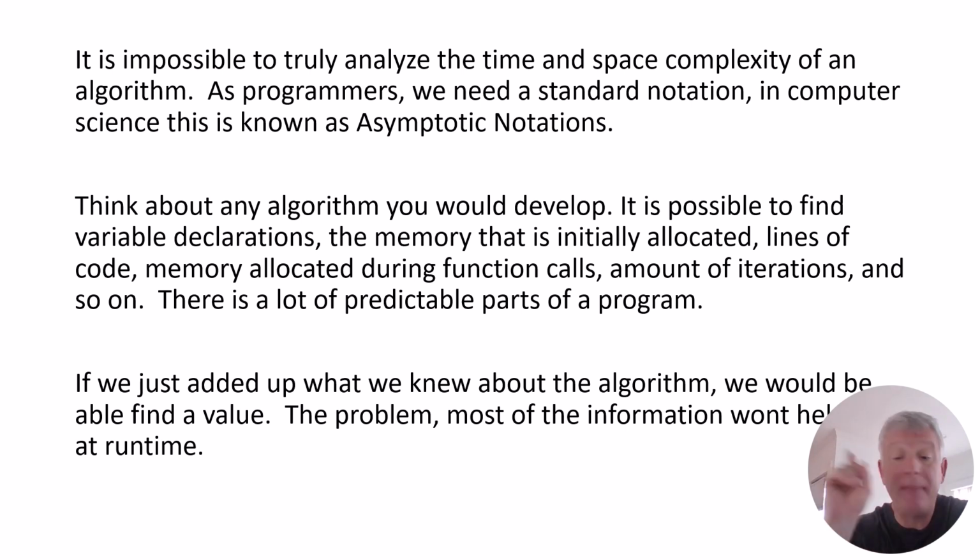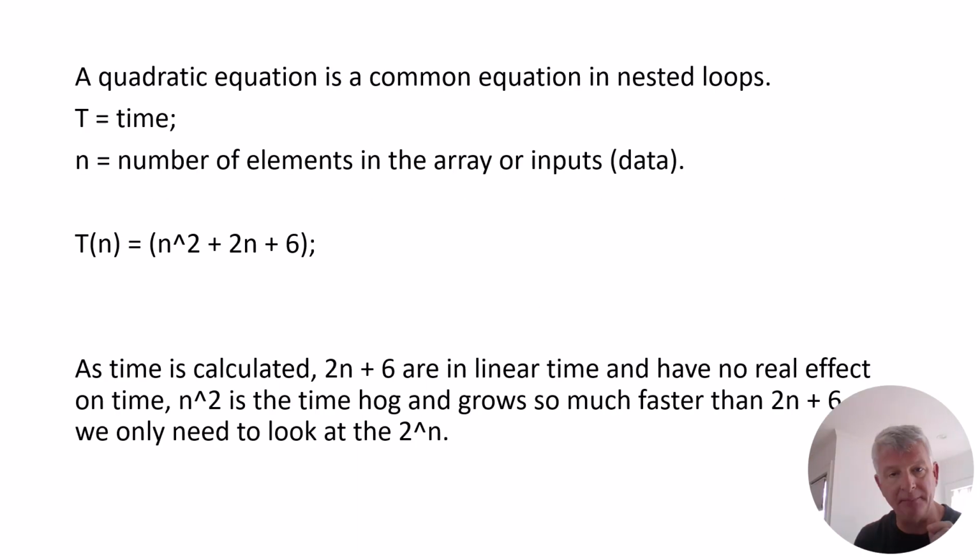Okay, that's fine, right? If I read a ton of code, I can tell you how much memory you've allocated, what your resources are going to be, all these things. And that's fine as far as it's written. It does not help me at runtime. I need a way to determine how efficient your algorithm is at runtime. So a quadratic equation is common in nested loops. That's their n squared. We talked about it.